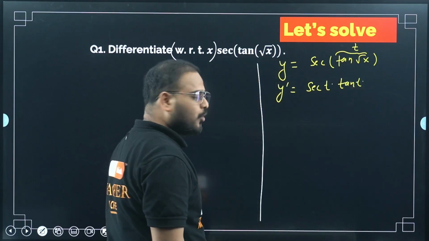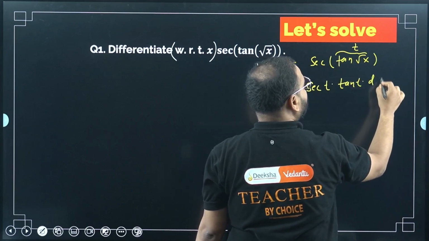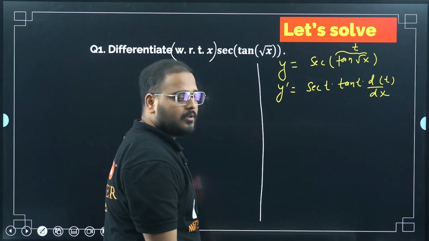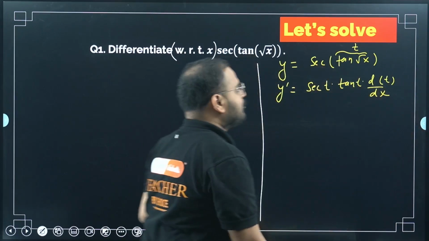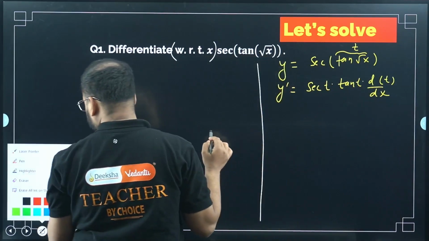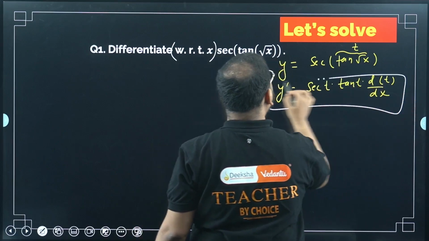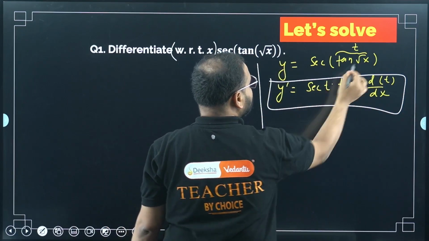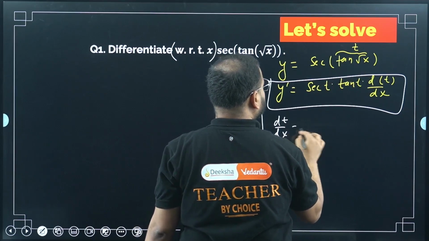Is it over, sir? No, we have to do it for this part also, right? So we'll write differentiation of t with respect to x. Correct? Chain rule. First part was the differentiation of sec. Now comes the chain rule. So we have to find dt by dx. This is my very important first differentiation. Please check dt by dx. Now what are you going to do? Find dt by dx. So what's my t? Tan root x.